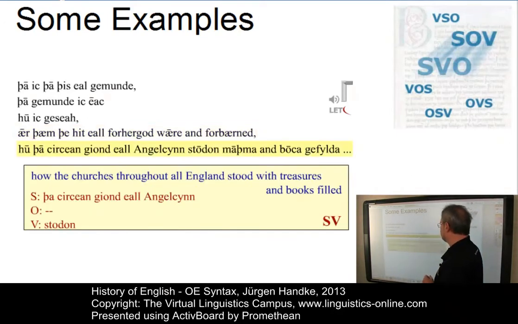And here is the last sentence. Hu tha chirchien giond el angelkun stodon mathma and boca gefülda. Well, this last clause of this text is again a clause which exhibits the subject in the first position, the verb at the end.